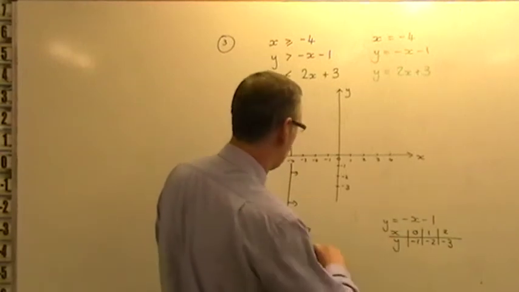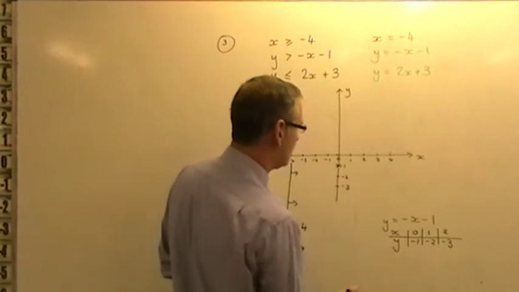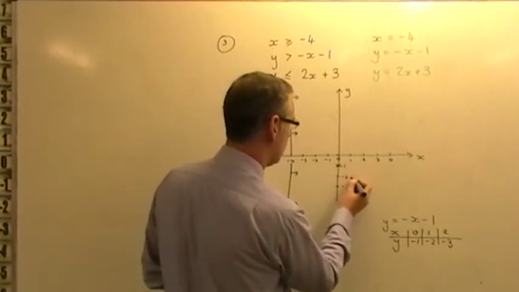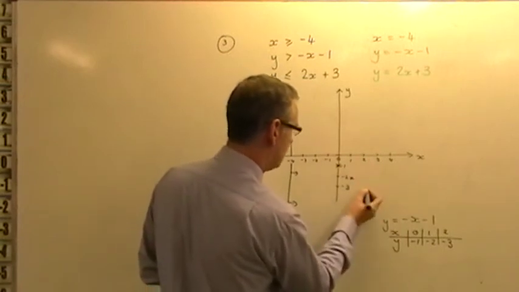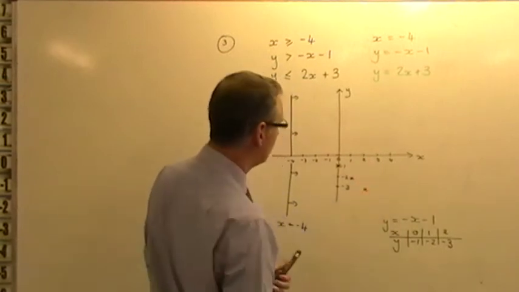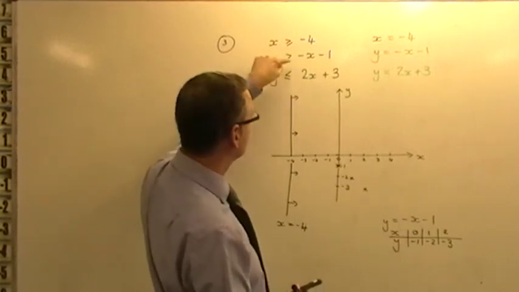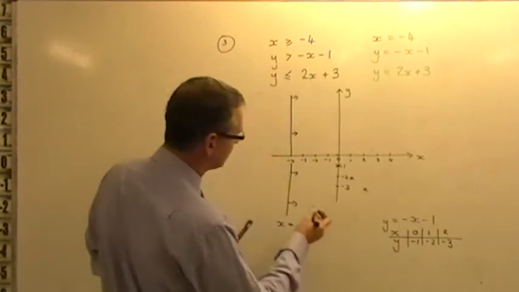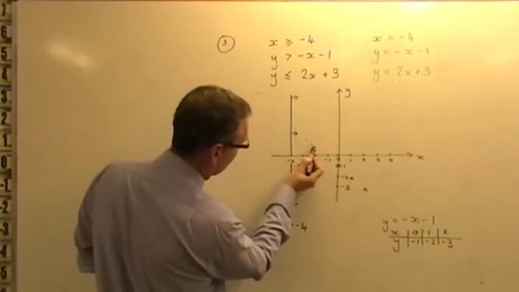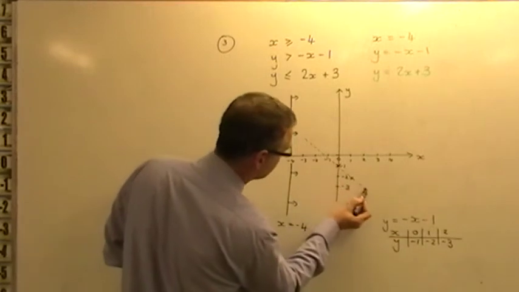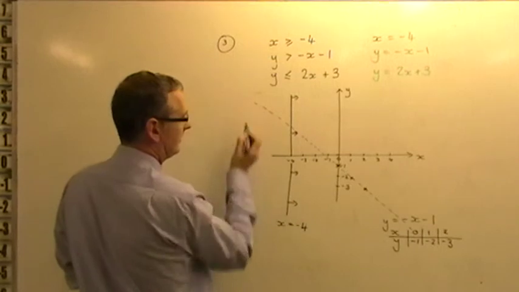So 0, minus 1 is there on the y-axis. 1, minus 2 is about there. And then 2, minus 3 is 2 across, 3 down. We have that. Now remember, for this first boundary line that I'm drawing, there's no equality, so it must be in dots. So I need to do a dotted line through those 3 points, across your page, and carry it on over here.